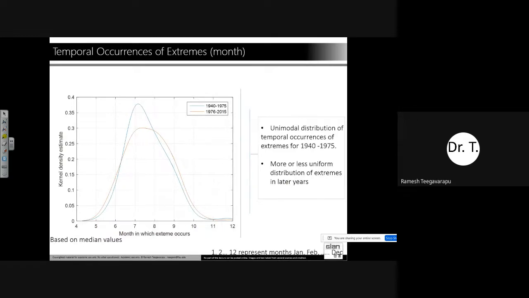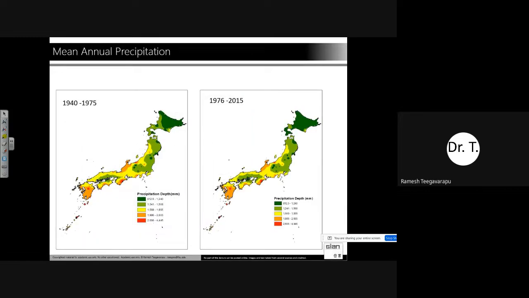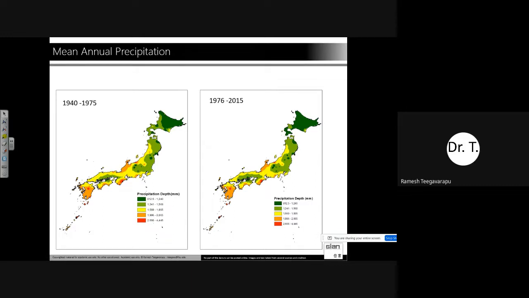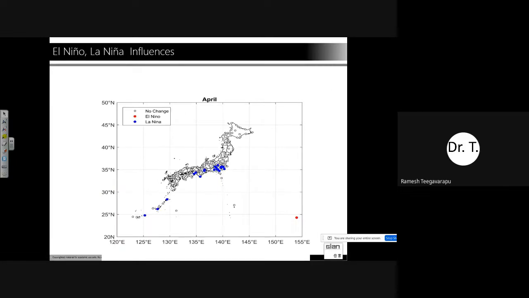And the temporal occurrences of extremes, you can see that for the most recent part of the century, you have flatter. That means that extremes are occurring in 4 months, whereas in the past 1940 to 1975, that data set indicates only extremes are happening in the month of July or mid-July. And we see similar changes in the mean annual precipitation. Not much variation, but some parts are becoming wetter and some parts are becoming drier.